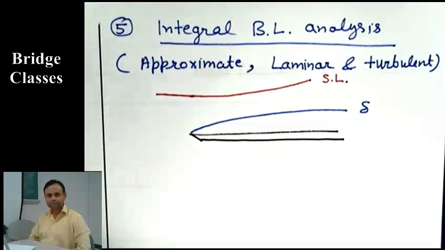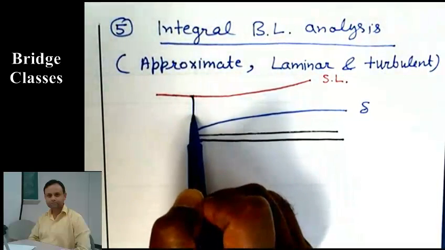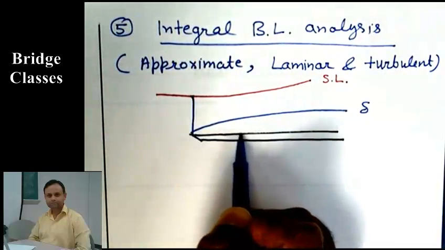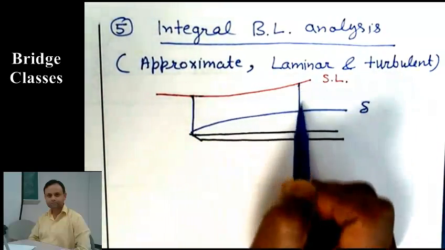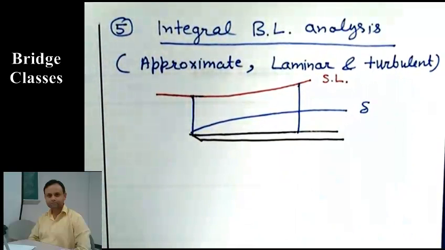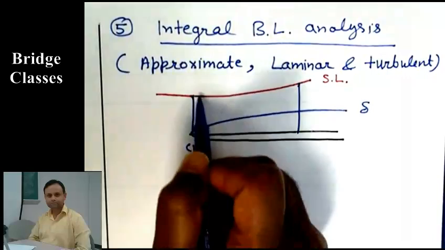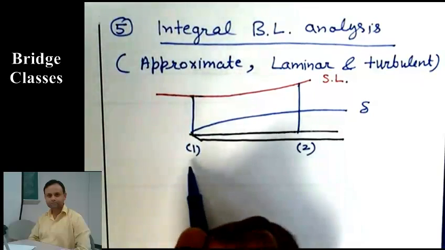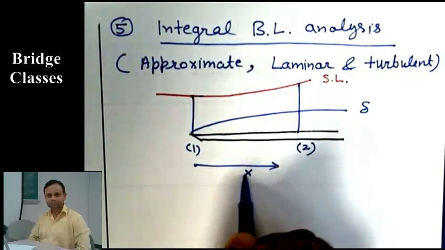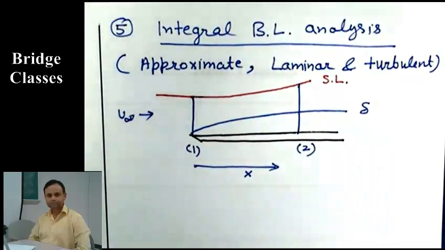And if I take a control volume like this, so this is one boundary of the control volume, then the plate, and another boundary is here, and then this streamline. Okay, this is the control volume. Let me call this section 1, and this section 2. And again, this is the x direction, and flow comes with velocity u infinity, which is uniform.